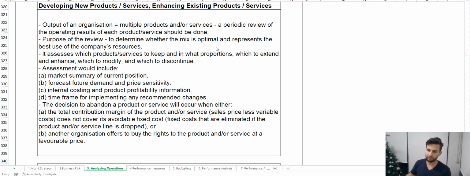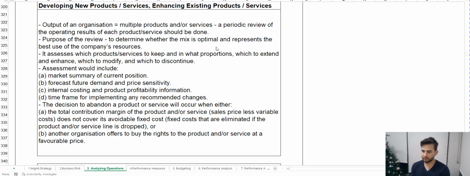Now, if you've been doing that review on an ongoing basis, you would have seen a decline in one of the product lines, you would have made a decision, maybe we shouldn't invest any more in this, focus on the other product lines and so forth. That would have resulted in a much higher profit level overall. So the purpose of this review is to determine whether the mix is optimal, which is what I was talking about before, and represents the best use of company resources. So could we have put that money elsewhere as opposed to just keeping our money in a low return asset?